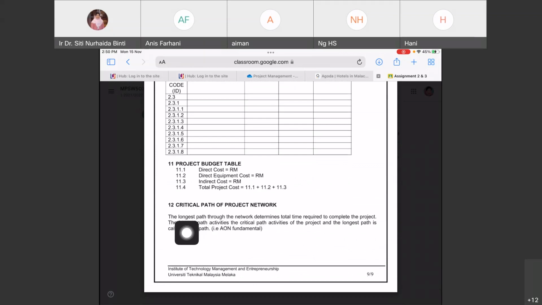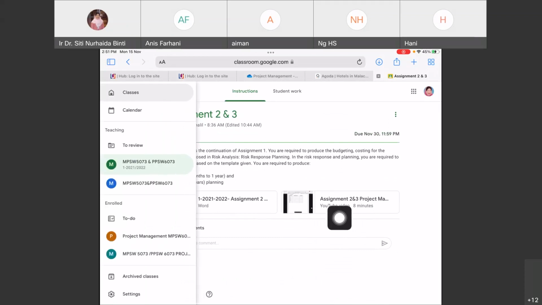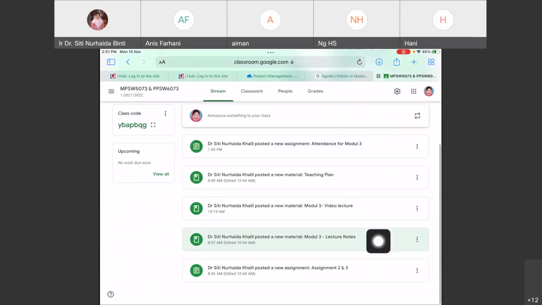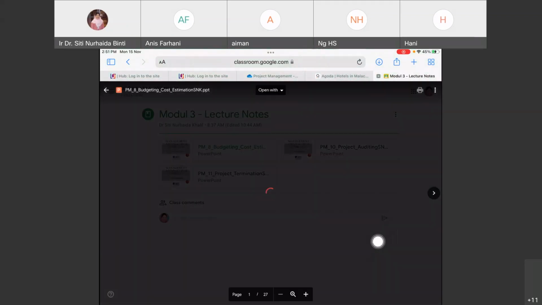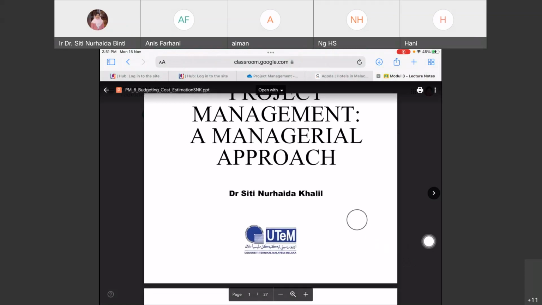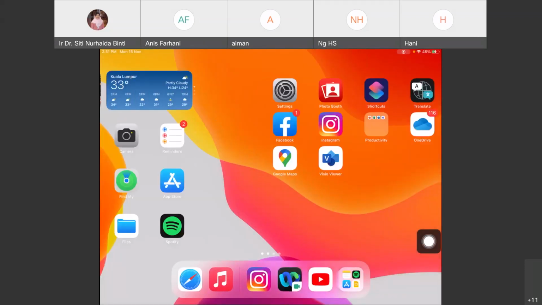So what is the critical path? It is the longest path in the network that determines the total time required to complete the project, the path that takes the longest time to complete your project. If you want more details, please refer to my video over here. As for today, I will talk about budgeting and costing. So I'll go on with the slides.